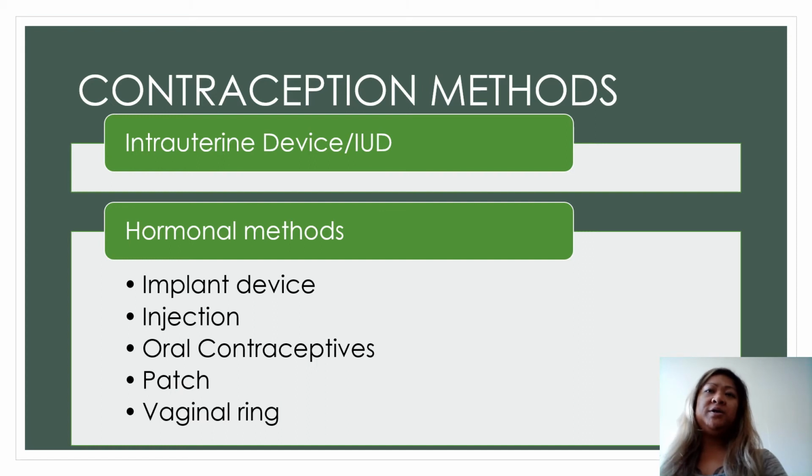They are not recommended in women over 35 years old who smoke, or women with a history of blood clots or breast cancer. The patch is applied on the skin of the lower abdomen, buttocks, or upper body. It is exchanged weekly for 3 weeks. The vaginal ring is inserted into the vagina, removed after 3 weeks, and replaced with a new one after the 1 week is through.